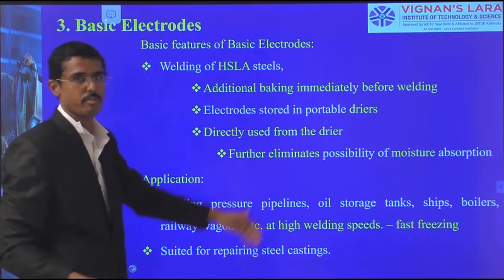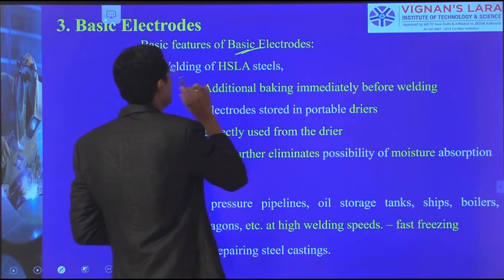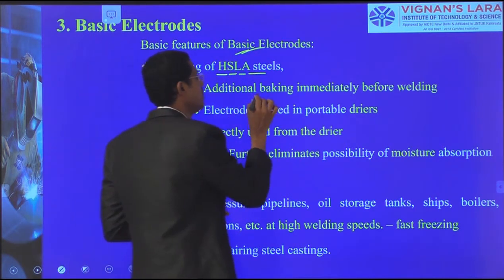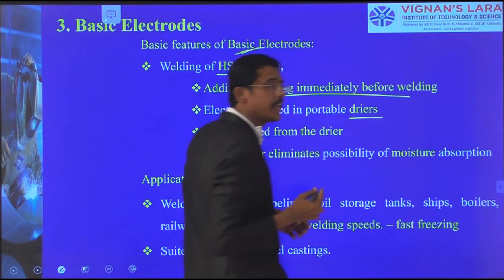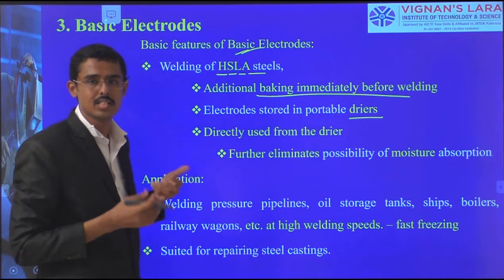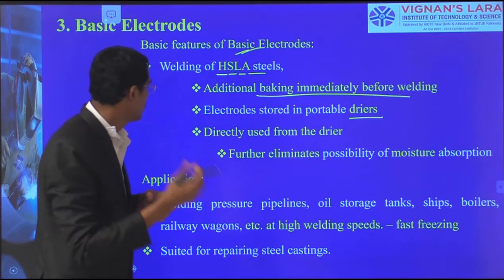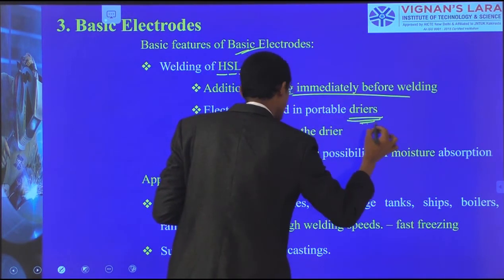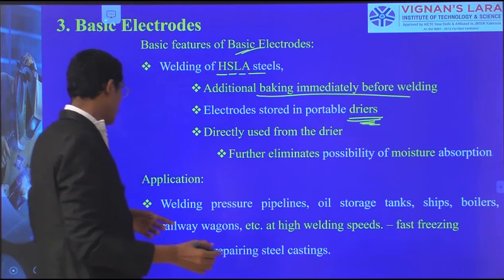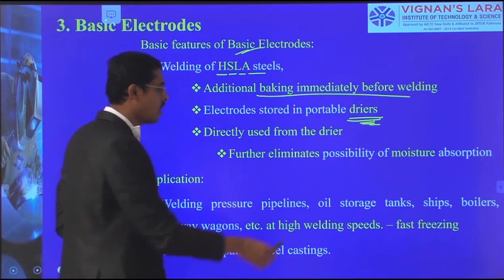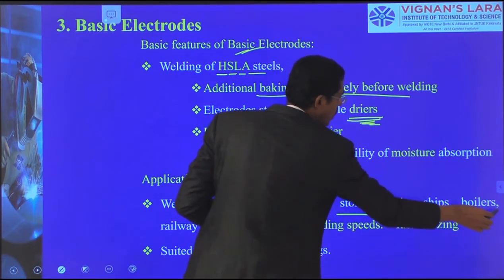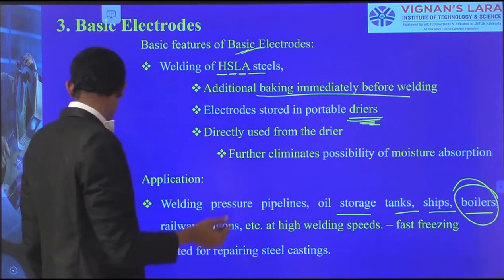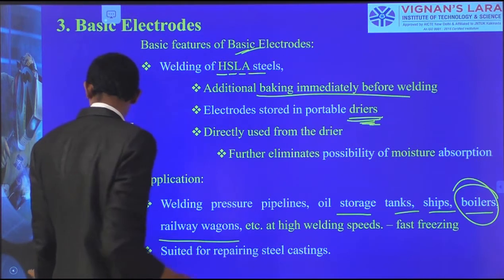So the basic electrodes are used for welding high strength, low alloy steels. Along with baking we need dryers to be used. We should heat this basic electrode. For rutile and cellulose there is no need of ovens. But here we should do the oven and drying operations. Applications: welding pressure pipelines, oil storage tanks, ships, boilers. Here there is pressure created, so quality must be carefully maintained. Another example is railway wagons.